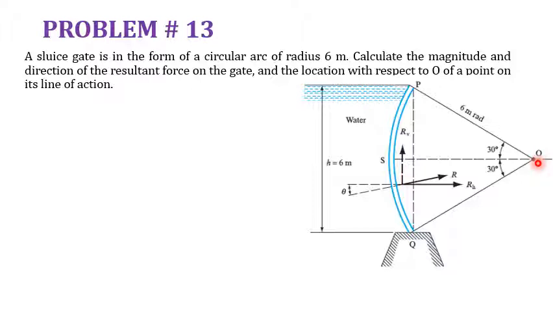and it is hinged at the bottom at point Q, and the water is supported by it till the top, and the angle of inclination from this O point in the horizontal direction, with the horizontal it's 30 degrees in both. And we need to find out this resultant R and its inclination theta.